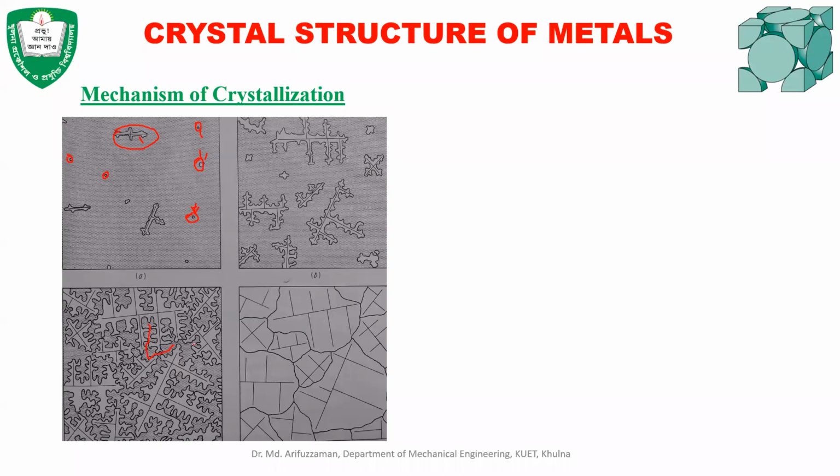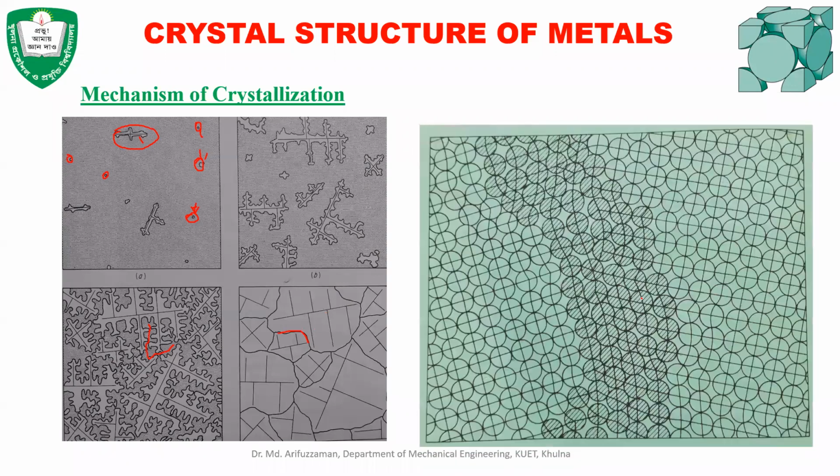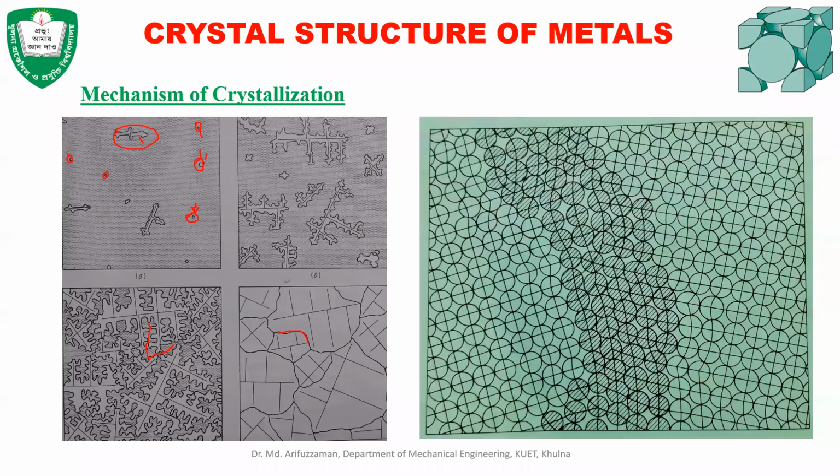And after that, when the individual crystal growth is complete, how is the boundary formed? Because when the atoms start to organize and get attached to the crystals, they can attach freely and form a regular structure. But when these crystals meet, the atoms at the boundary cannot be organized regularly.